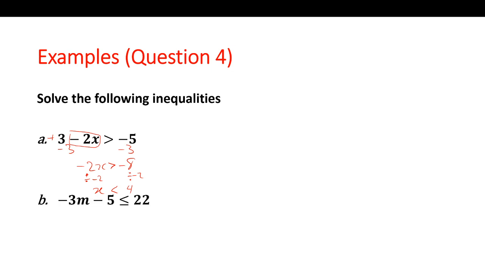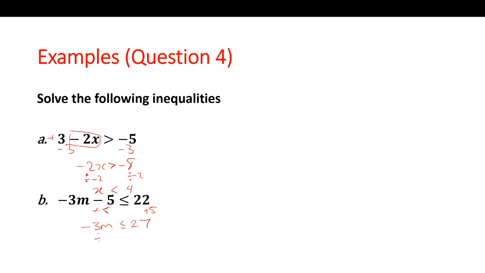Okay, part B, -3m minus 5 is less than or equal to 22. So we're going to do it the same way. We're going to start off by adding 5 to both sides, and we get -3m is less than or equal to 22 plus 5 is 27.